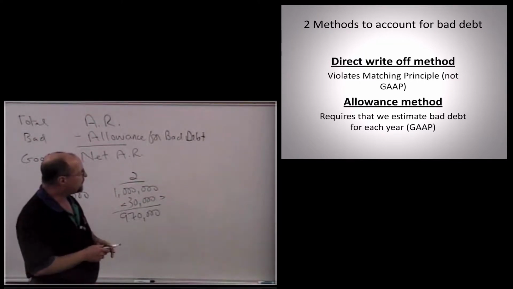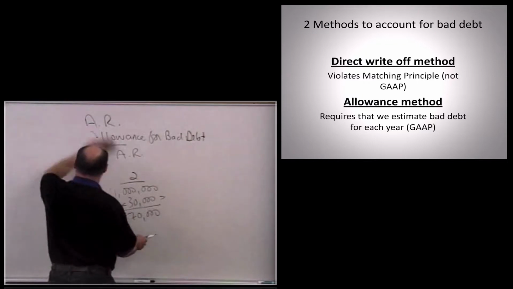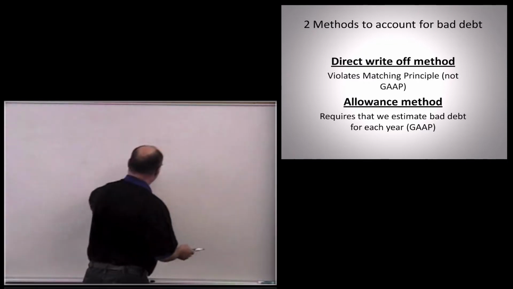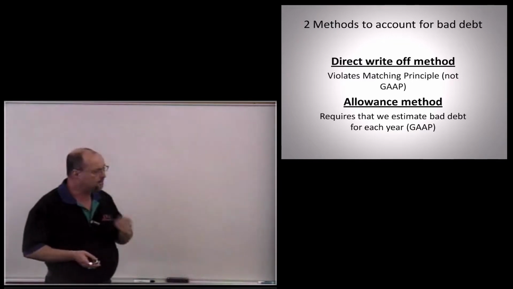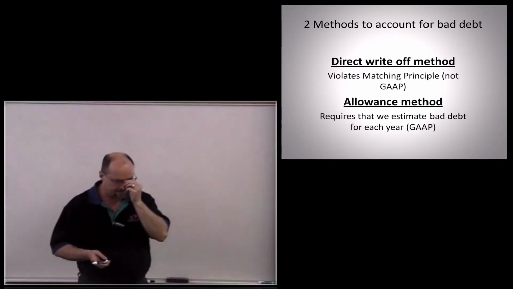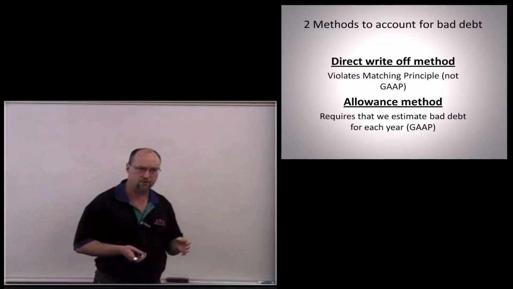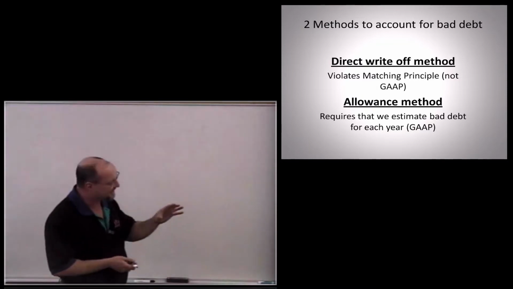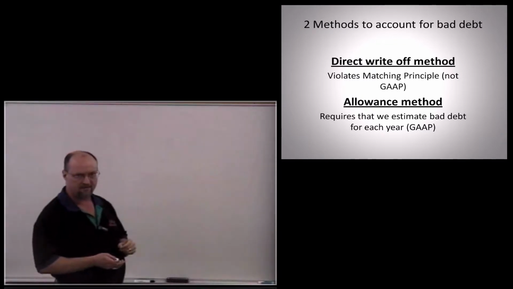Now, we have two different ways to account for bad debt. One is an acceptable method, and one is not really an acceptable method. However, we sometimes see it because companies that have relatively small accounts receivable, or if it produces results for a particular company that are comparable to the allowance method, then we can use the direct write-off method.